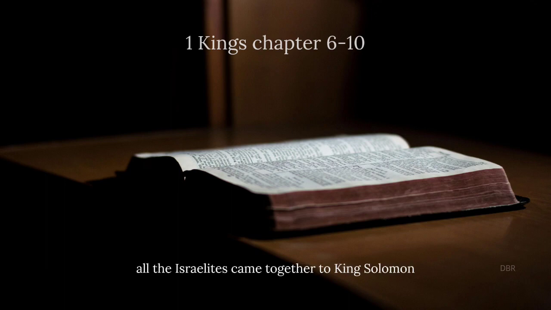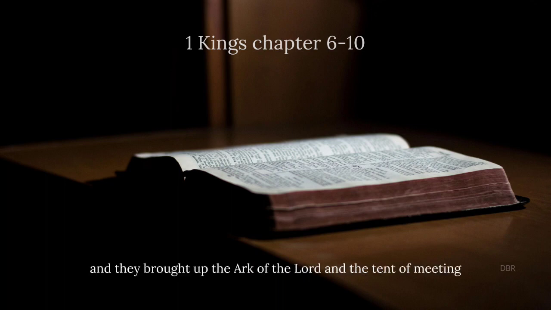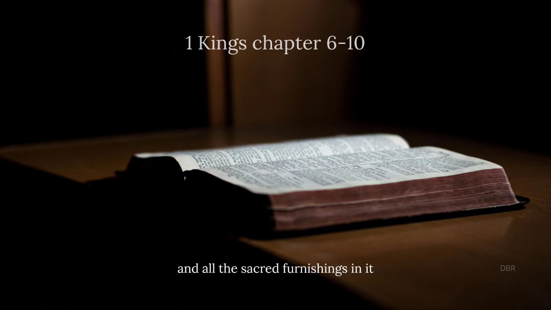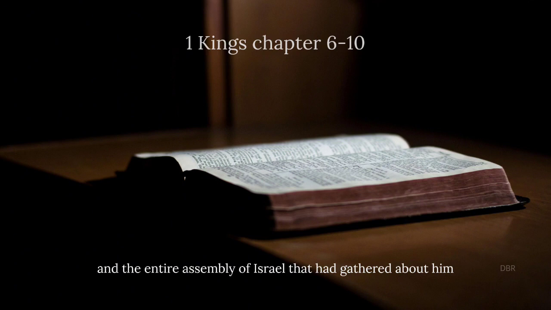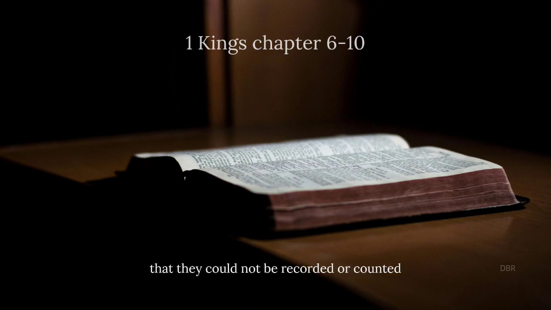All the Israelites came together to King Solomon at the time of the festival in the month of Ethanim, the 7th month. When all the elders of Israel had arrived, the priests took up the ark, and they brought up the ark of the Lord and the tent of meeting and all the sacred furnishings in it. The priests and Levites carried them up, and King Solomon and the entire assembly of Israel that had gathered about him were before the ark, sacrificing so many sheep and cattle that they could not be recorded or counted.